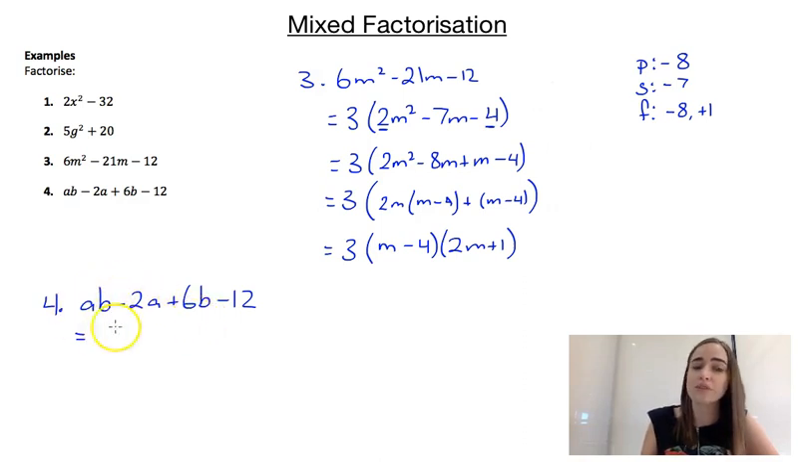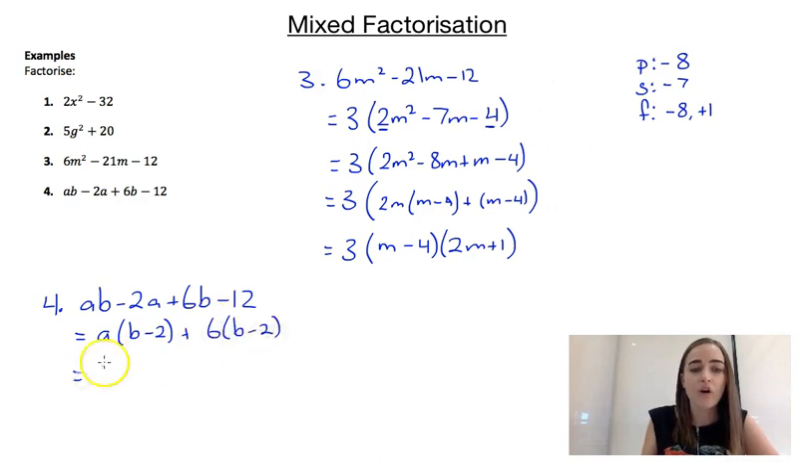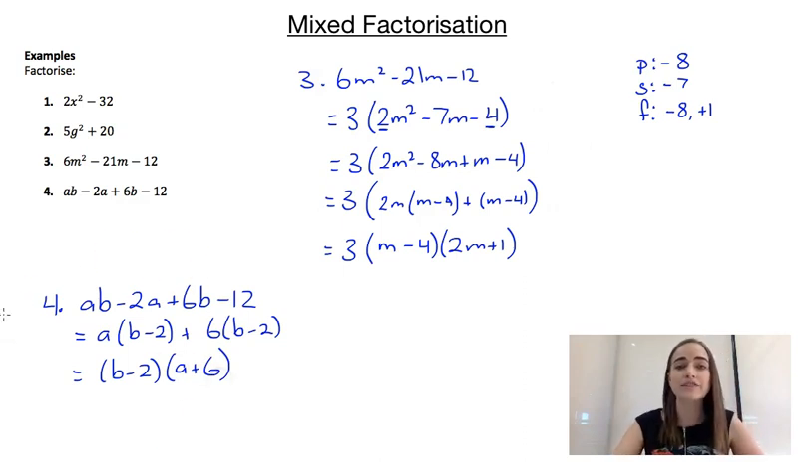So these first 2 terms have a common factor of A, and the second 2 have a common factor of 6. So we're going to have A outside of B minus 2, plus 6 outside of B minus 2, and then that whole B minus 2 is our common factor. So we're going to have B minus 2 outside of A plus 6. All right, so that's having a look at mixed factorizations.